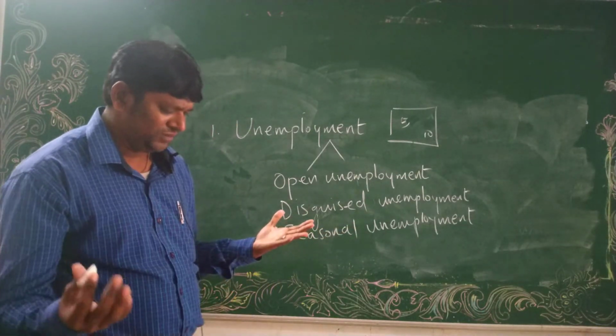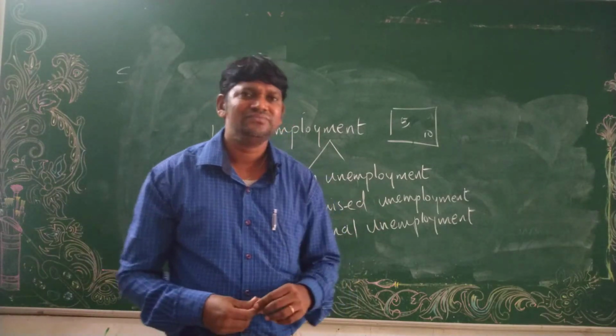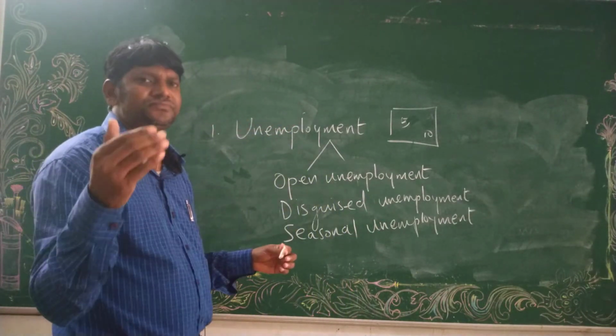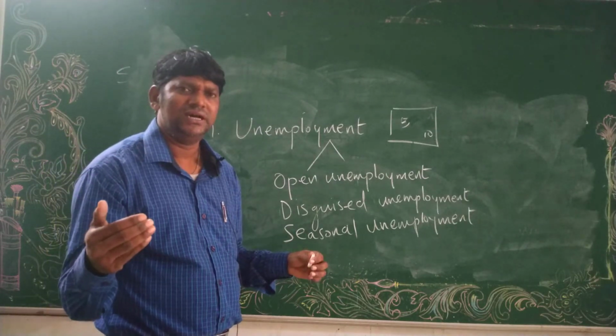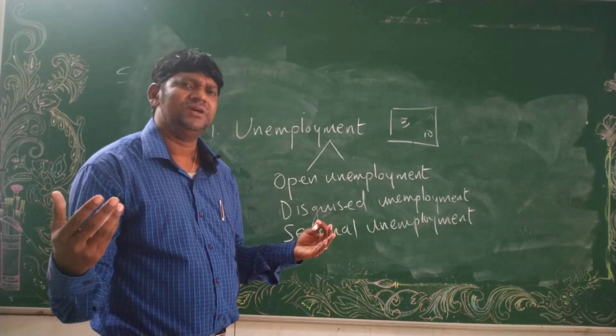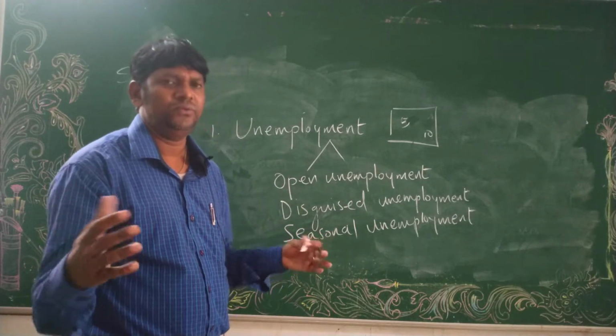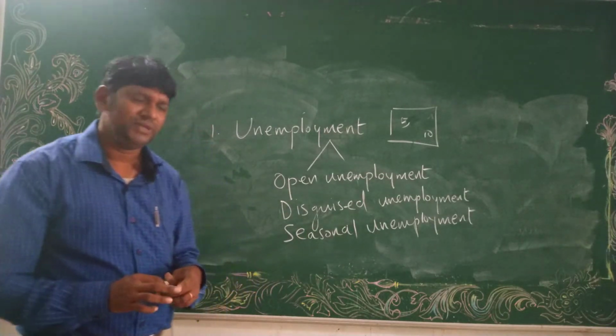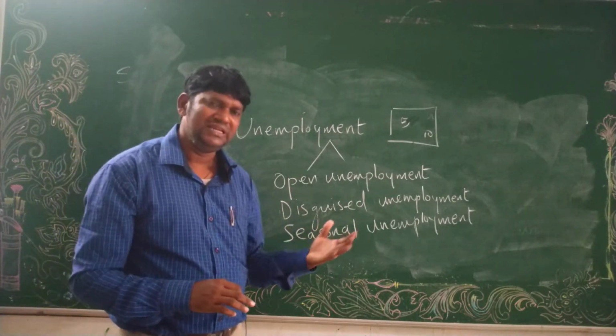Take one more example, an ice cream factory. If the summer season comes, they can work. After the summer season is over and the rainy season or winter season comes, they don't find a job. They don't have a job. That's called seasonal unemployment.